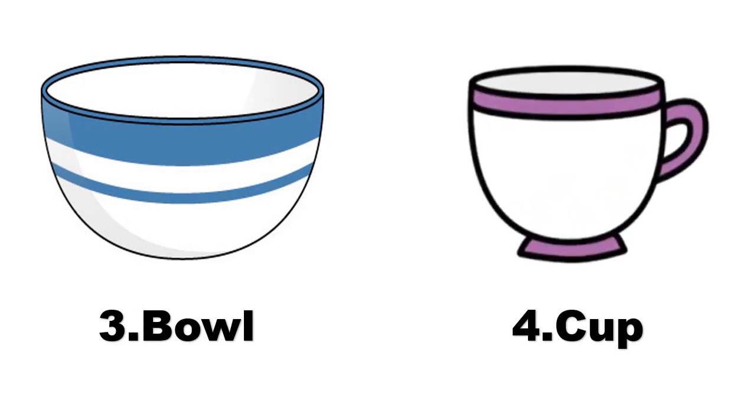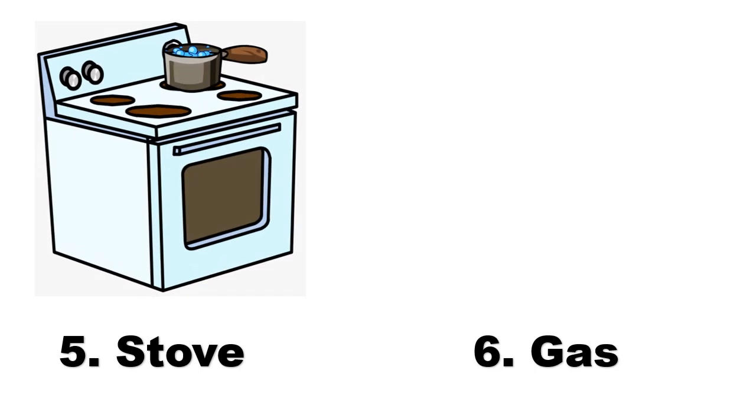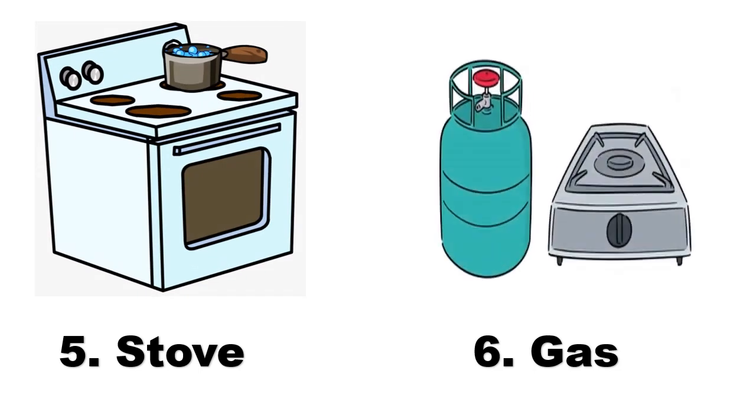Number three, we have a bowl. And number four, we have a cup. Repeat after me. Bowl. Cup. Number five, we have a stove. And number six, we have gas. These two are used for cooking. A stove and gas. Repeat after me. Stove. Gas.